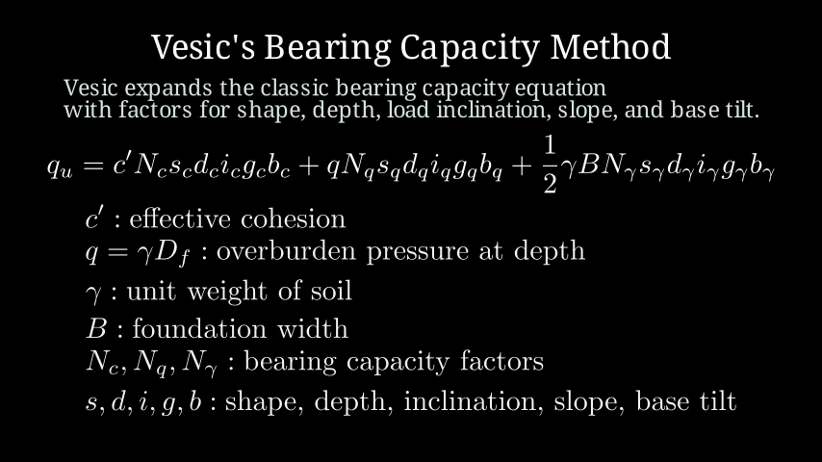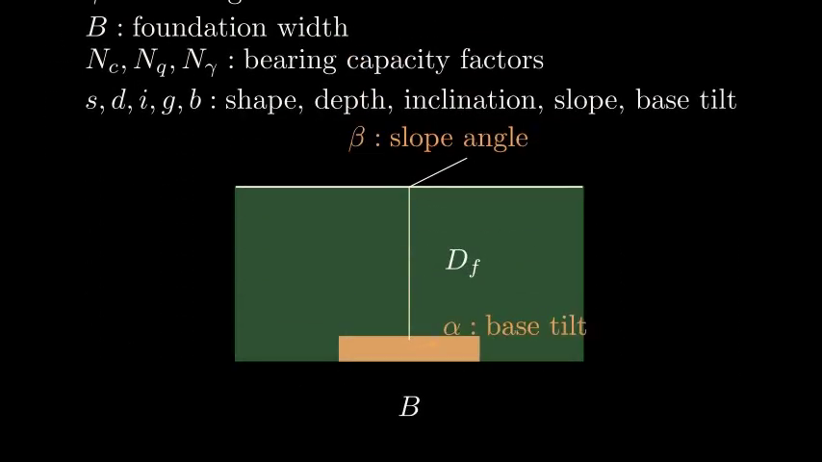This diagram shows a shallow foundation embedded in soil. The top surface is the ground, the footing width is B, and the depth to the base is D sub F. The soil unit weight gamma acts everywhere, and the soil profile may have a slope beta or a tilted base alpha, depending on the situation.